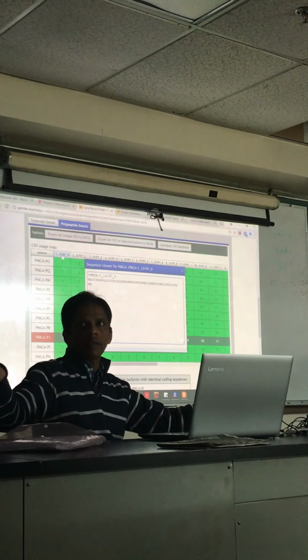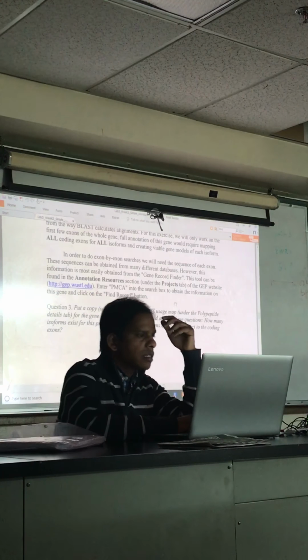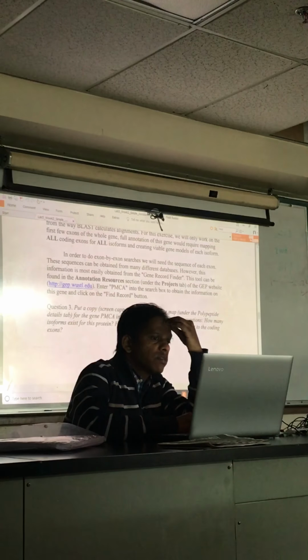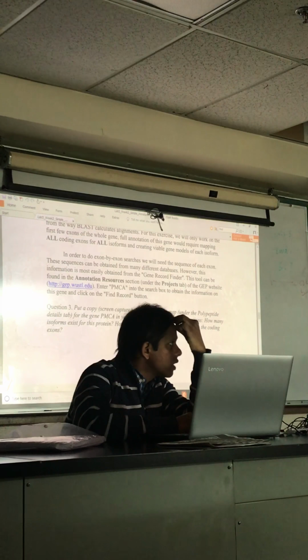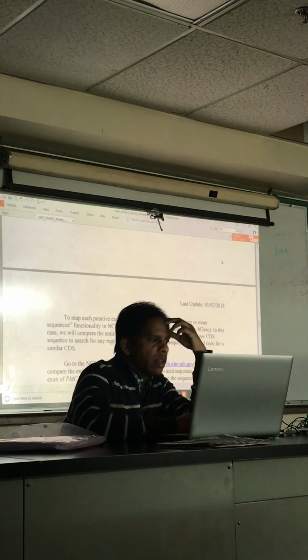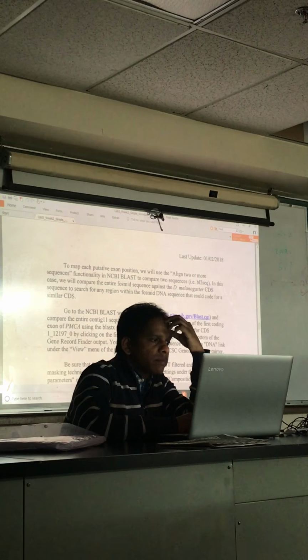Now, the second part is asking you to analyze how many isoforms exist for this, and how these isoforms differ with respect to the coding exons, right? So you know how to do that, right? Question number 3 is done then. Now, to map each putative exon position, we will use the align two or more sequences function in NCBI BLAST to compare two sequences. Now we have to go to BLASTX again. So go to BLASTX this time.